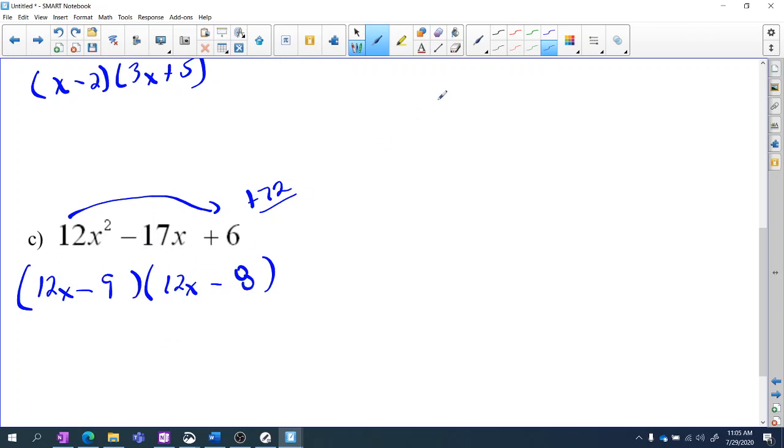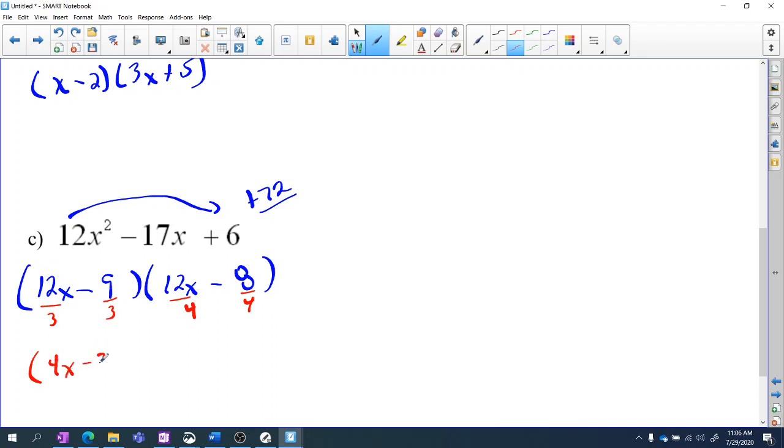So here's an example where, if you look at these brackets, the first one is divisible, both of them, by 3, and the second one, they're both divisible by 4. So I have to divide both brackets out. 12 divided by 3 is 4x.